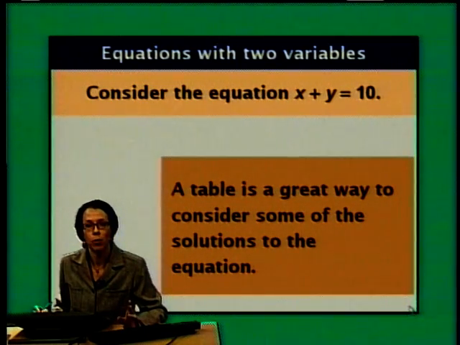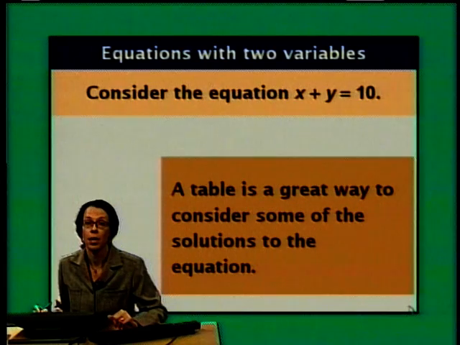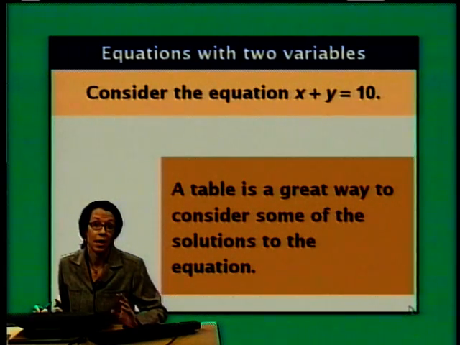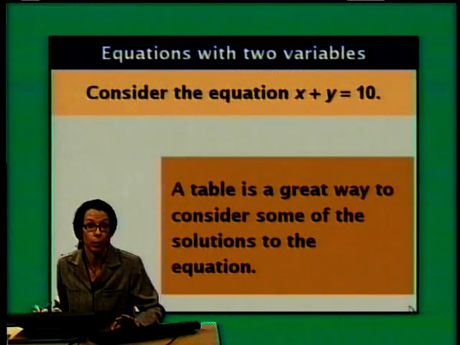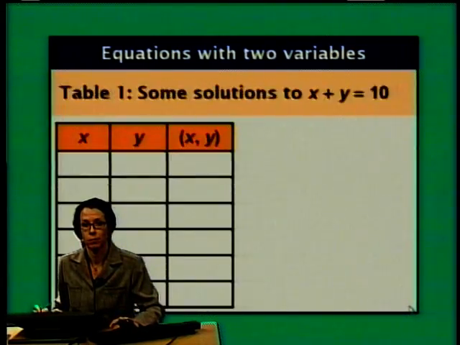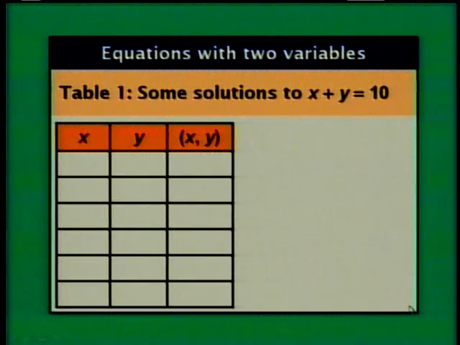So a table's a great way to consider some of the solutions to the equation. And when we look at the solutions in a table, we sometimes see patterns in the solution which can help us understand the solution set a little bit better. So let's put some solutions to our equation into a table.